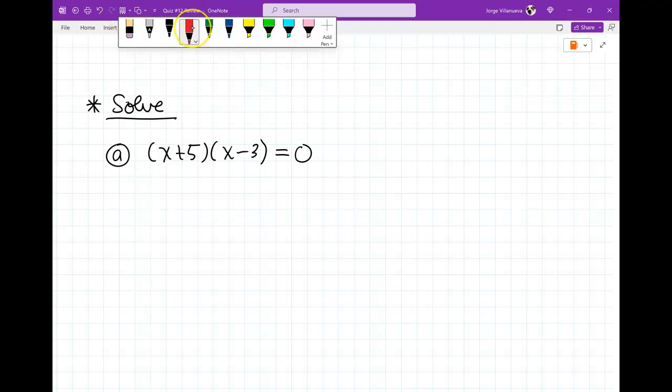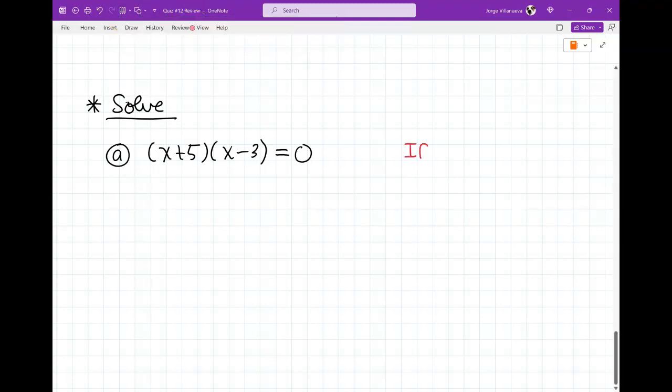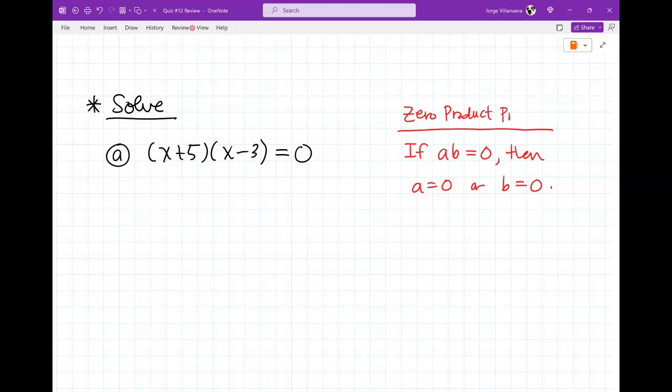According to the zero product property, I'm just going to write that down right here. If AB equals 0, then A is 0 or B is 0. That's the zero product property. Again, this is an algebra 1 property. So it's not like it's algebra 2, or shall I say math 1, math 2. This is a math 1 property you guys did before. If you have 2 things multiplied together and they're equal to 0, split them up and solve each one individually. So here we go.